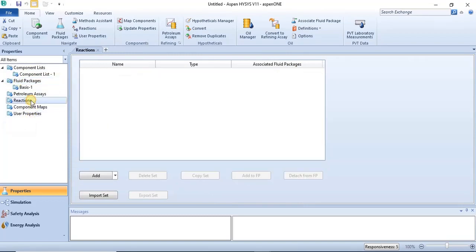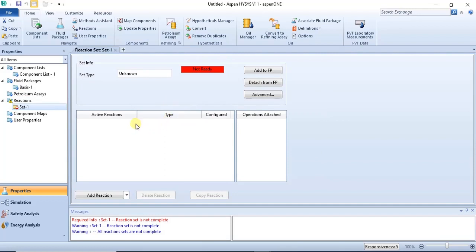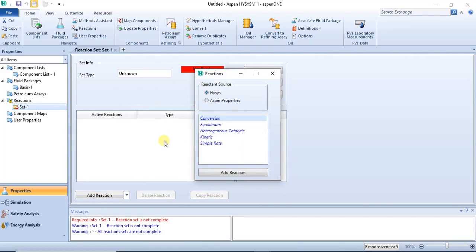So the next is reactions, right? So you click on add. In add, you click on add reaction. So now, like I said, you must ensure your reactant source is the same as that you used to select your components. That is the first instruction for specifying your reaction accurately. So we used Aspen properties in the component list and in the fluid package, so we are still going to use it here.